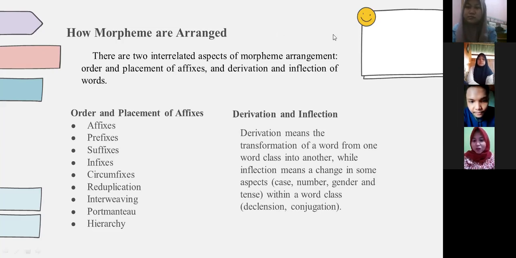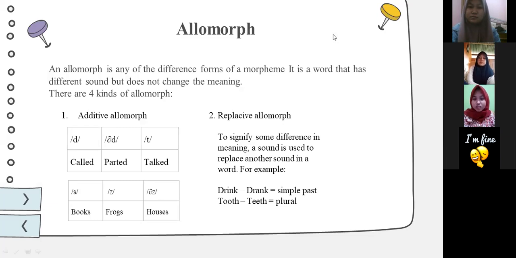Okay, thank you for your explanation. Now we move to the third speaker, who will be Mirna Devi Ramlan. Time is yours. Okay, next.